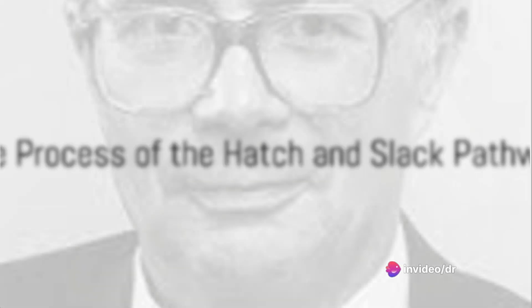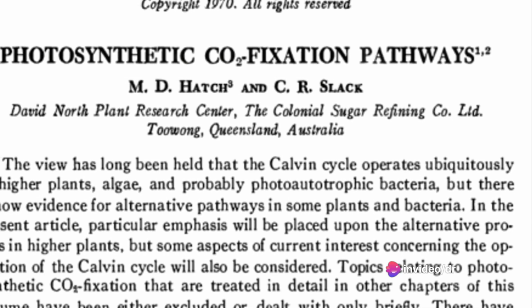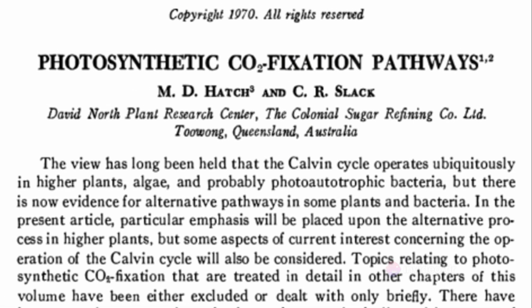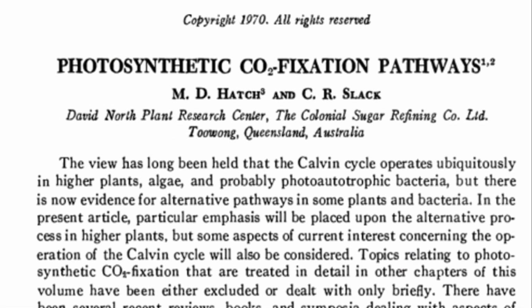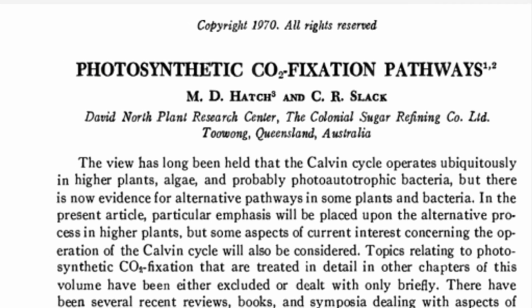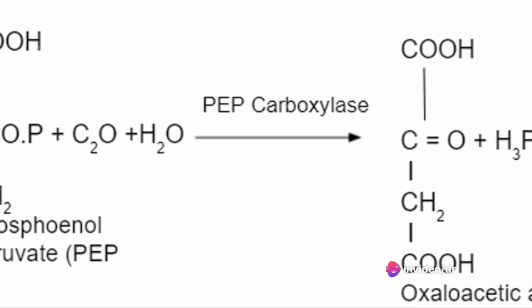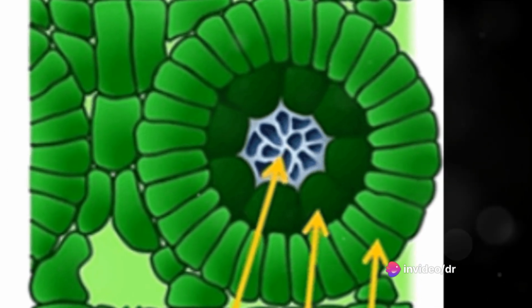M.D. Hatch and C.R. Slack in 1970 published Photosynthetic CO2 Fixation Pathways in the journal Annual Review of Plant Physiology. Here they provided evidence for an alternate pathway for carbon fixation. Since C4 plants first assimilate CO2 to form the 4-carbon compound oxaloacetic acid, we call it the C4 cycle.